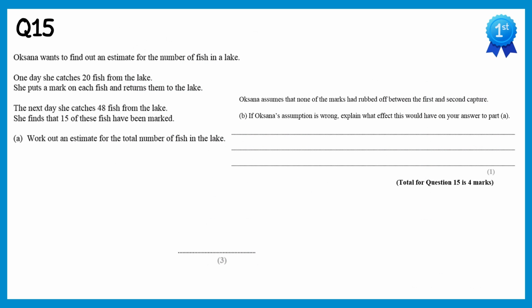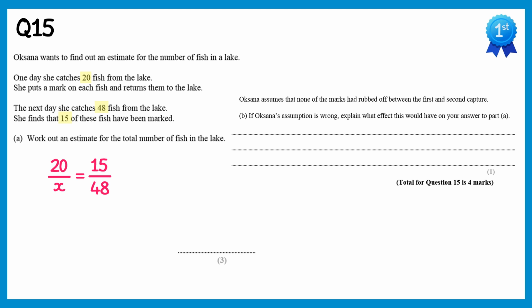On the first capture, 20 fish were caught, out of all of the fish in the lake. We don't actually know how many fish are in the lake altogether, so let's call it x. If we write this capture as a proportion then, it's 20 over x. For the second capture, we had 15 fish marked out of a total of 48. So the proportion here is 15 over 48, and this must equal the previous proportion.